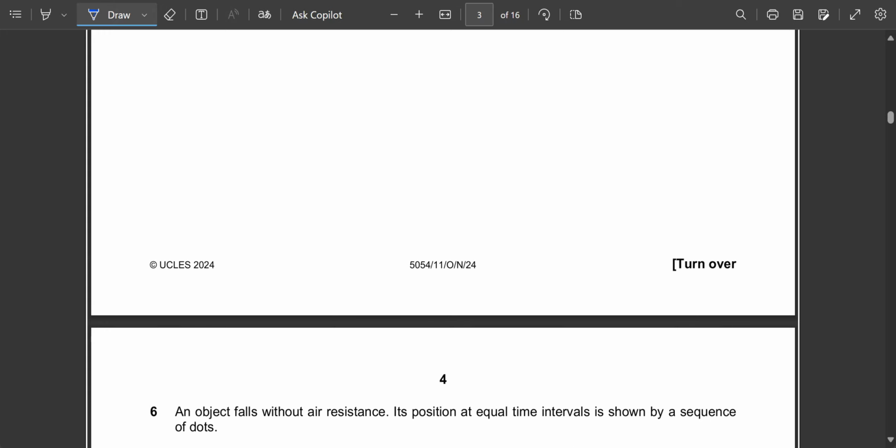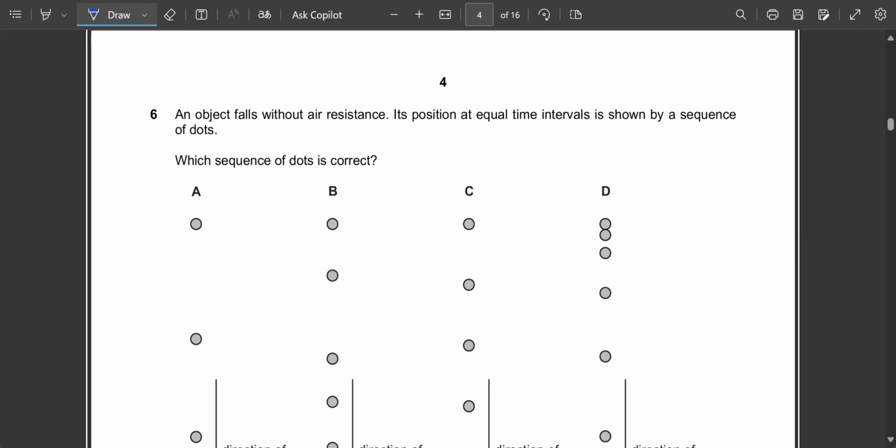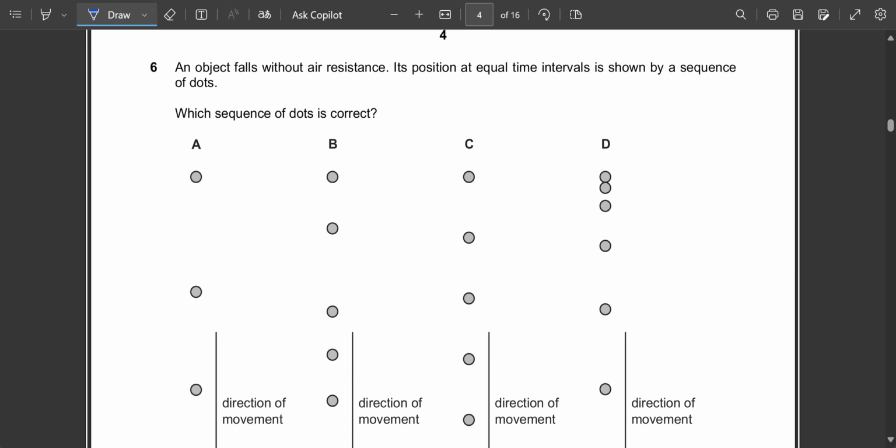Let's move on to question number 6. The object falls without air resistance. The position at equal intervals is shown by the sequence of dots. Which sequence of the dots is correct?